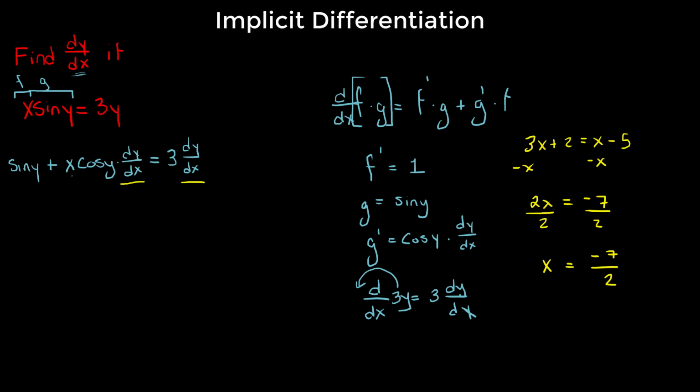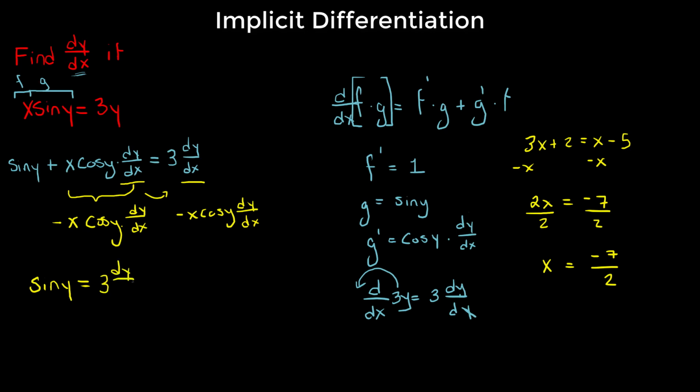It's just a variable. So to isolate it, it would take less work to just take this term entirely and essentially, quote, move it to the right side. The reason I said quote is because it's not mathematically proper to say move, but we would go ahead and subtract the entire term on both sides. We are subtracting x cosine y dy dx from both sides. This would leave us with sine of y equals 3 dy dx minus x cosine y dy dx.